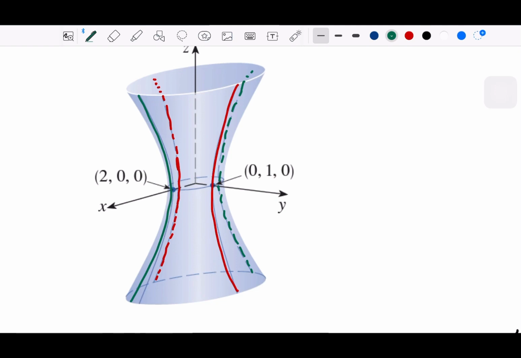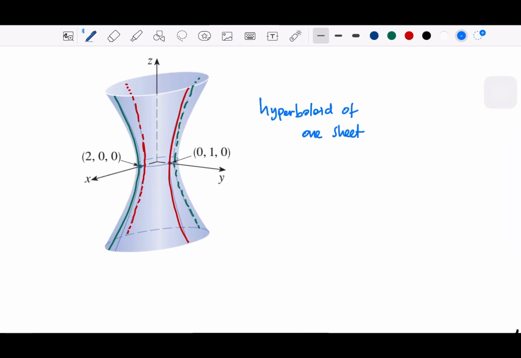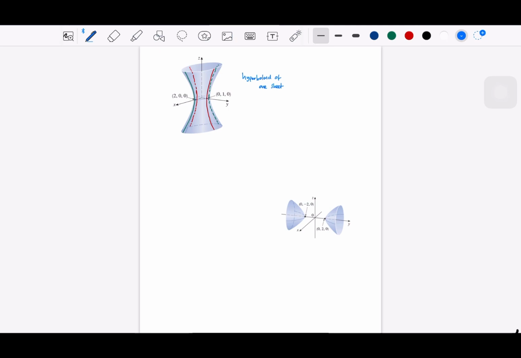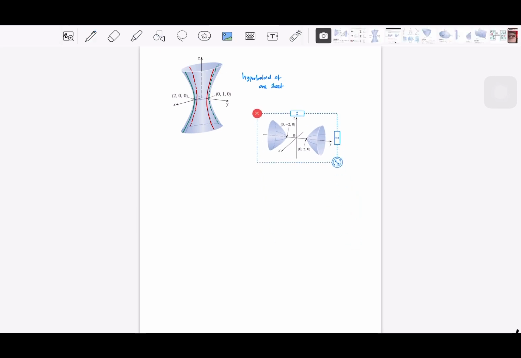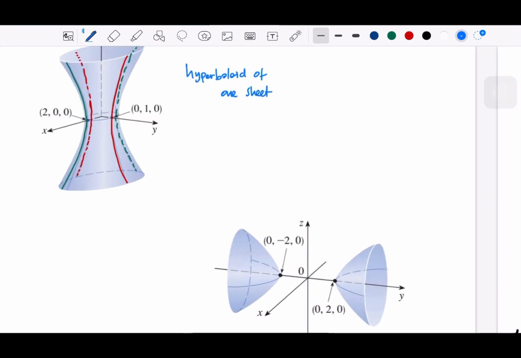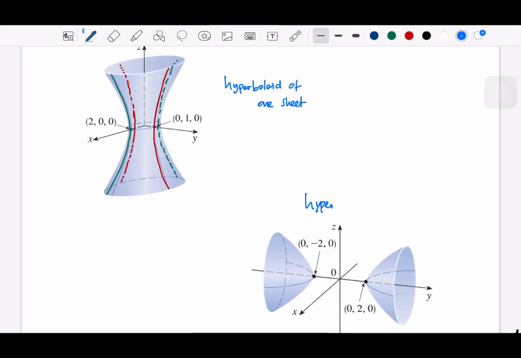Okay, now we call this hyperboloid of one sheet. In other terms, if we have two sheets, okay, a hyperboloid of two sheets. This one here is for the hyperboloid of two sheets. Okay.